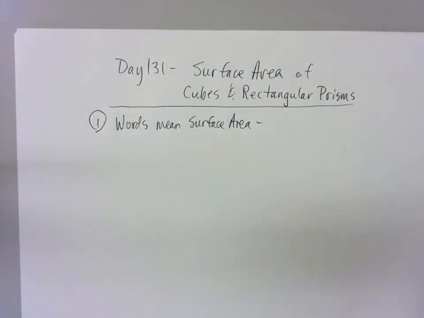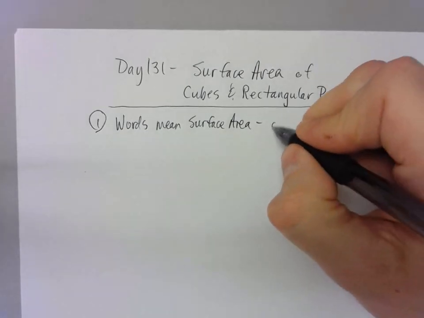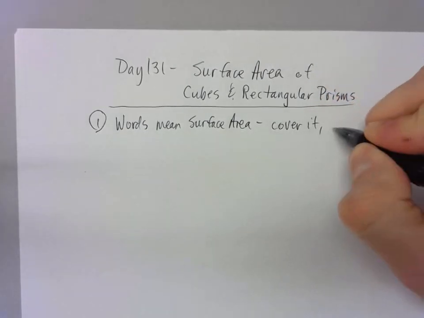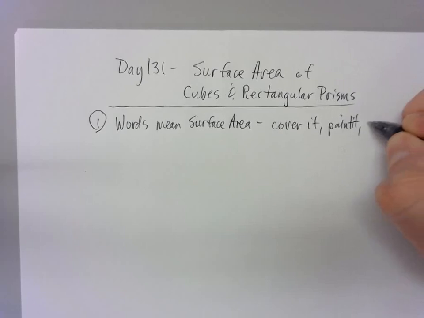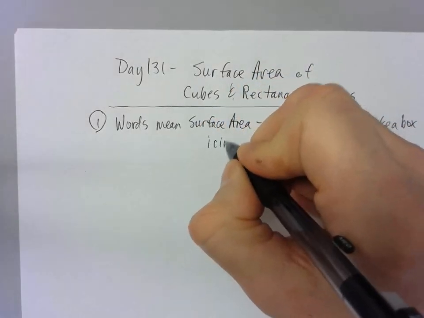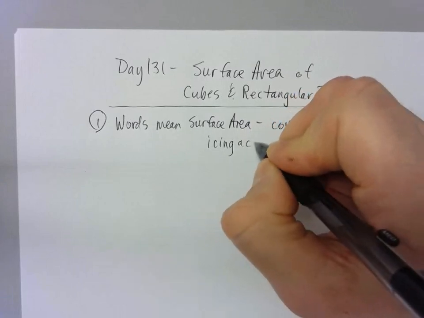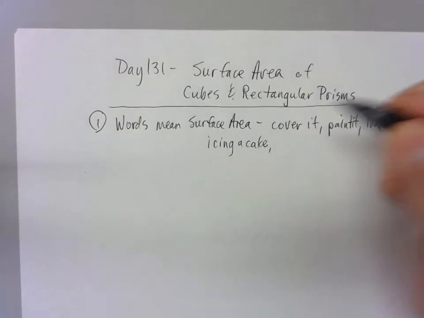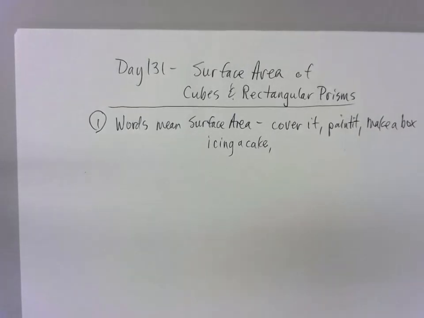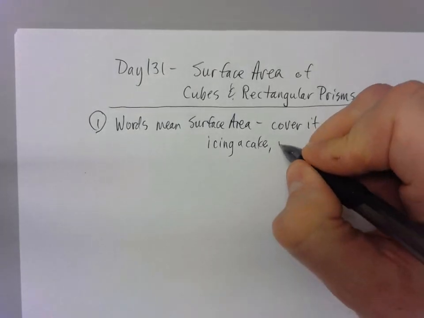All right, so the surface area words are: cover it, paint it, make a box, put some icing on it, like if you're icing a cake. We've got cover it, paint it, make a box, icing a cake. I think that might be it. If any more come to me, I'll put them back on there. But at the moment, if you read a word problem, it says something about covering it. Oh, here's another one: using wrapping paper. That's it.